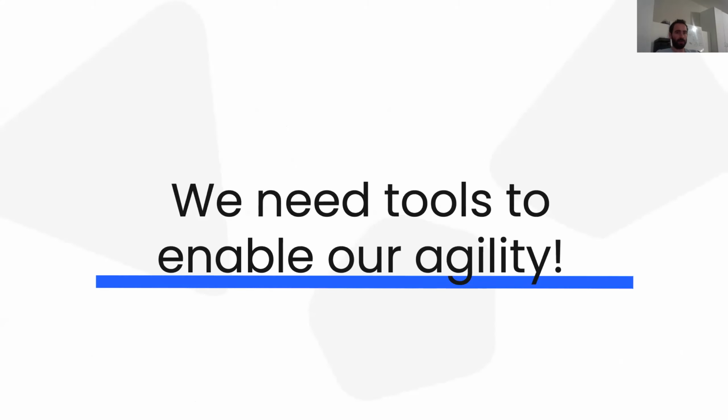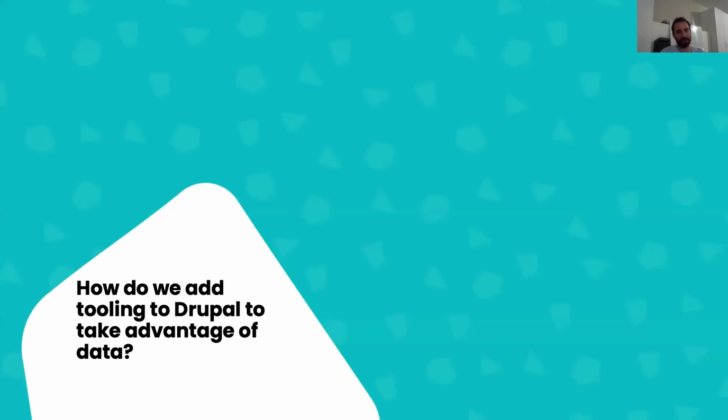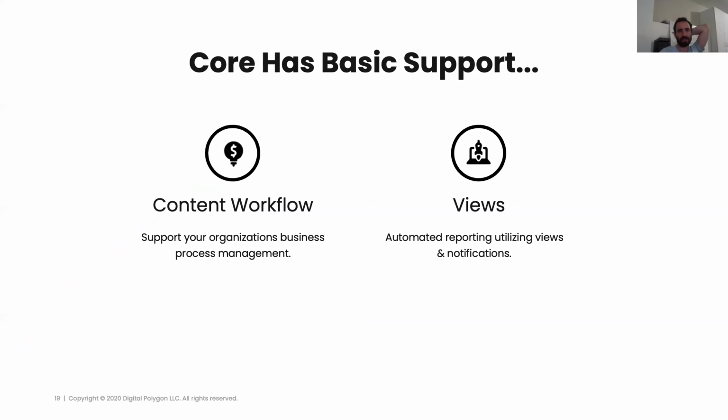So what we really want to do, in terms of Chris's question, is go from an operational model where it's a 3 to 5 year waterfall to a constant agile refinement. So we need tools to do this. Yep. So we can show you some of those. So how do we add tooling to Drupal to make this work? Well, the good news is that Drupal core actually has some things out of the box that will facilitate this.